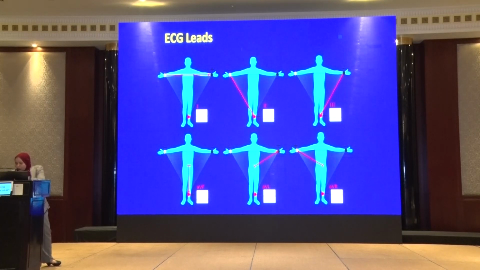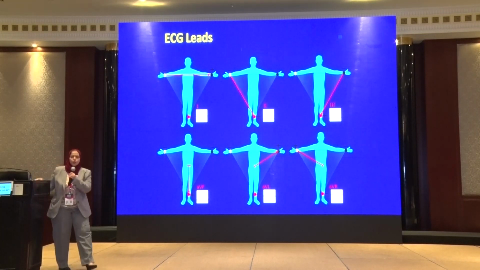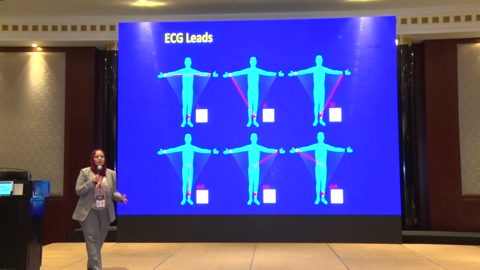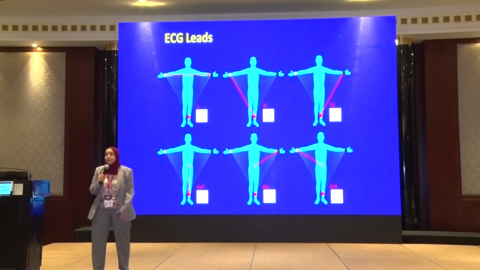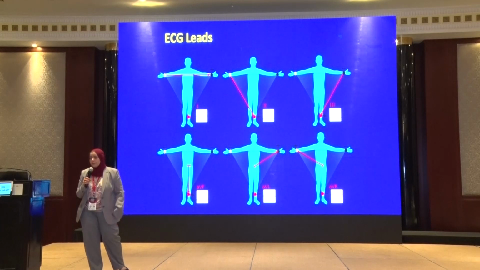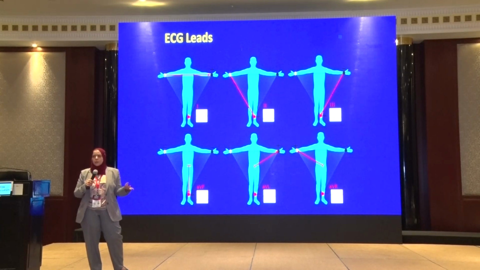Okay, so basically, what is the ECG? Can anyone give us the definition of the EKG? What is the EKG? Yeah, so it's a representation of the electrical activity of the heart.